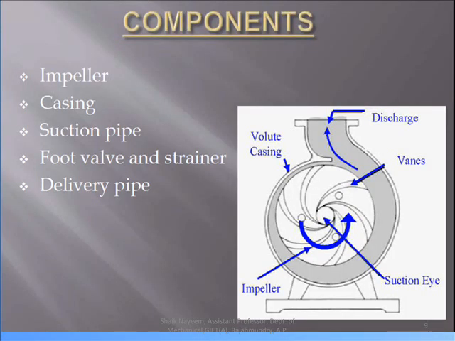Then coming to the components of centrifugal pumps, we'll have components like impeller, casing, suction pipe, footwall and strainer, and then finally delivery pipe. So these components are shown in the right side figure.